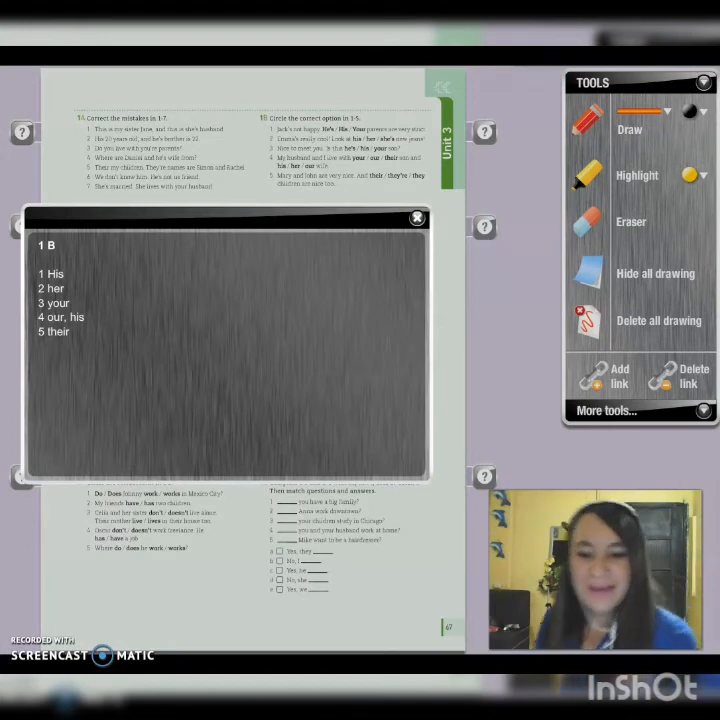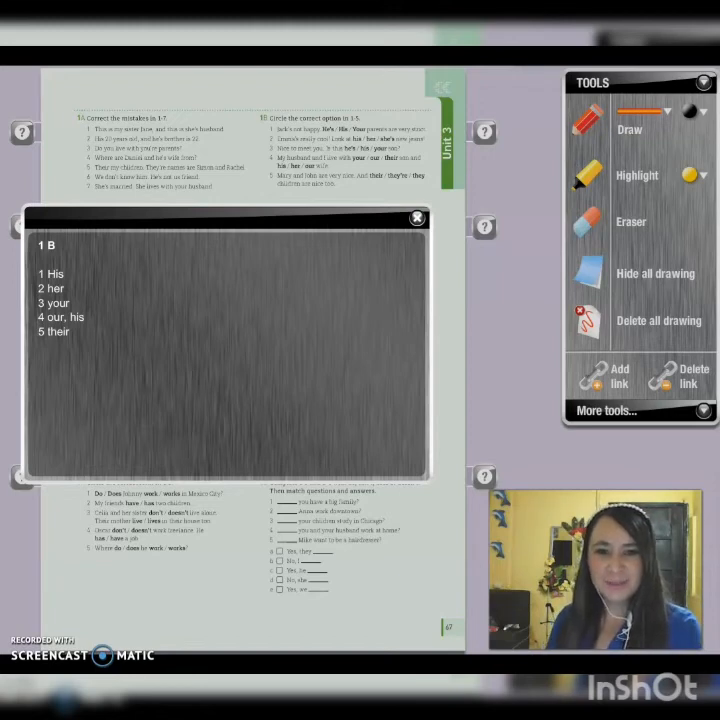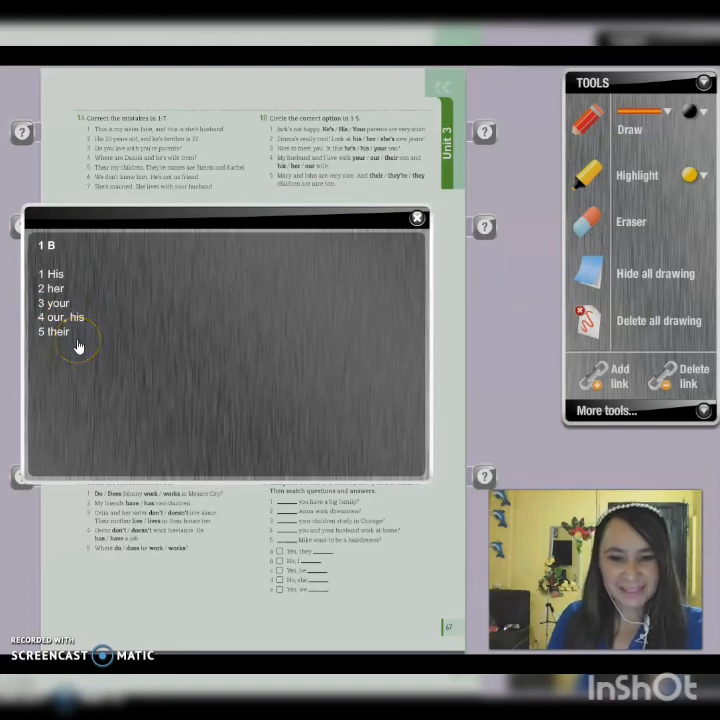So, here we have the correct options for each sentence. Number 1, his, 2, her, 3, your, 4, our and his, and number 5, their. Now, read the sentences with the correct possessive adjectives.